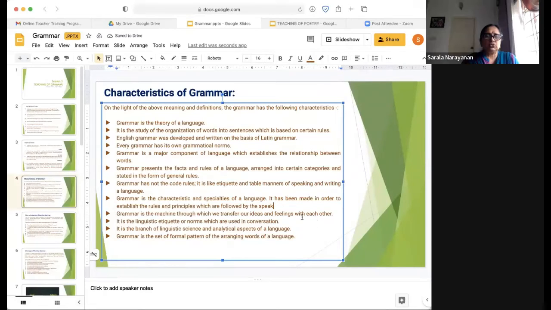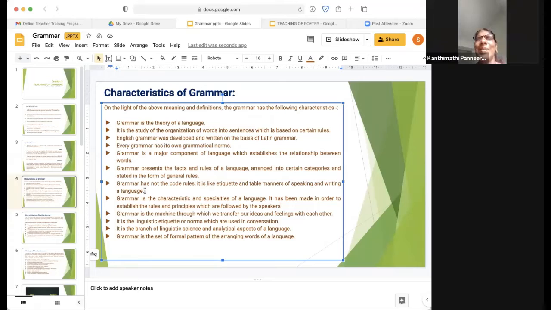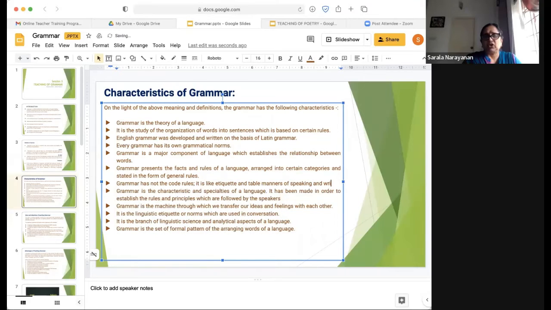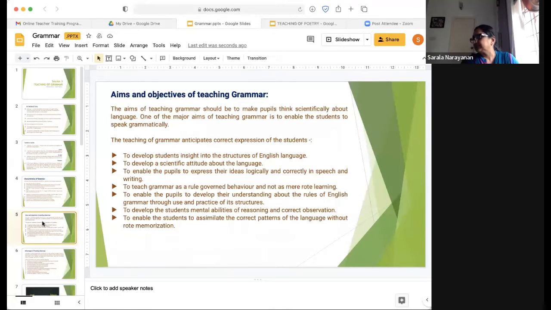Yes. So certain points which we have already spoken about are repeated here, isn't it? Have you noticed? That's why I deleted that. For example, the etiquette part of it, and table manners, which we have already talked about, are repeated here in the characteristics. So I'm just deleting some of it, which is already there. Then next we'll go on to the aims and objectives of teaching grammar.